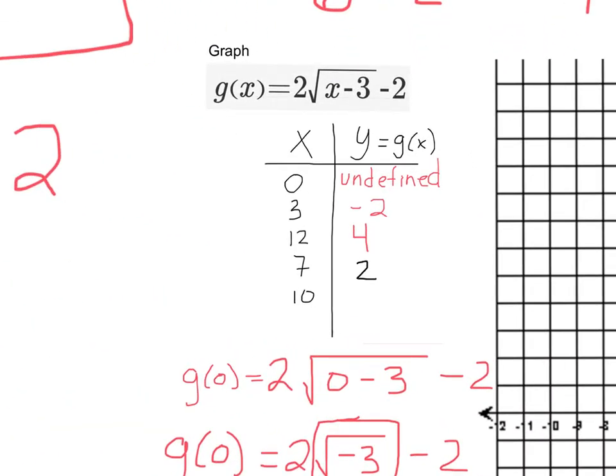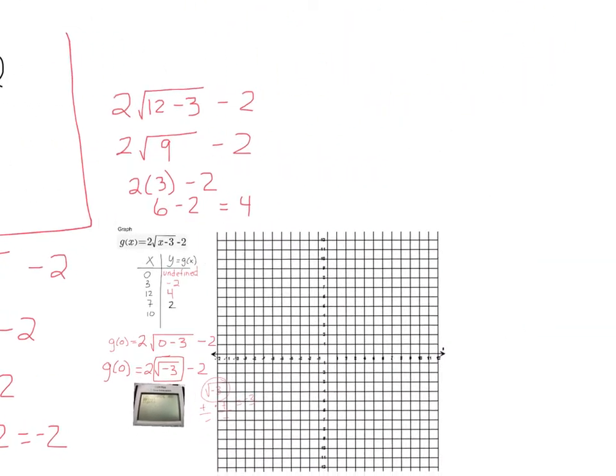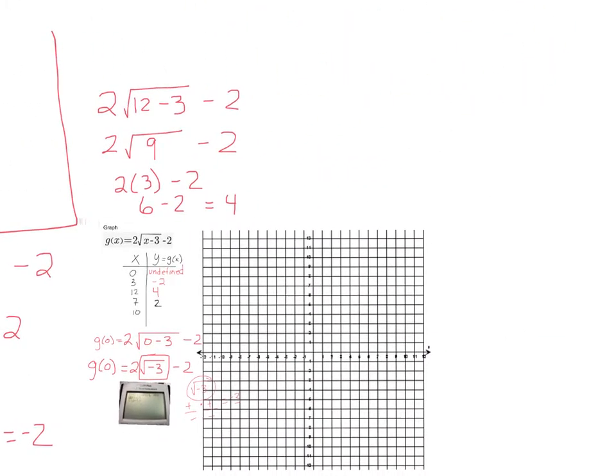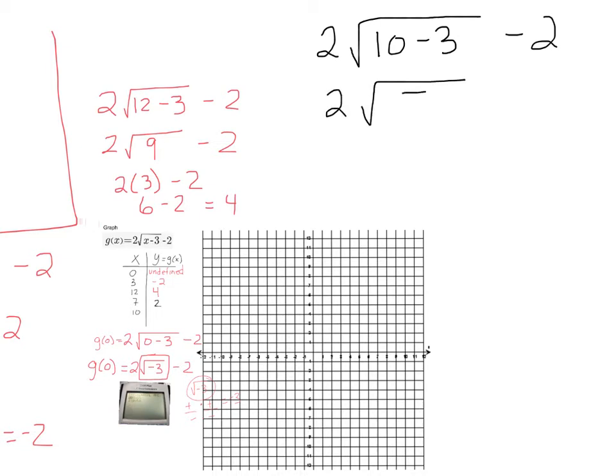And now let's do our last one, 10. Okay, I'm going to do it right up here to the top right. So I've got 2 times the square root of 10 minus 3 minus 2. So that's 2 square root of 7 minus 2. And so now I'm going to use my calculator to find out what the square root of 7 is.